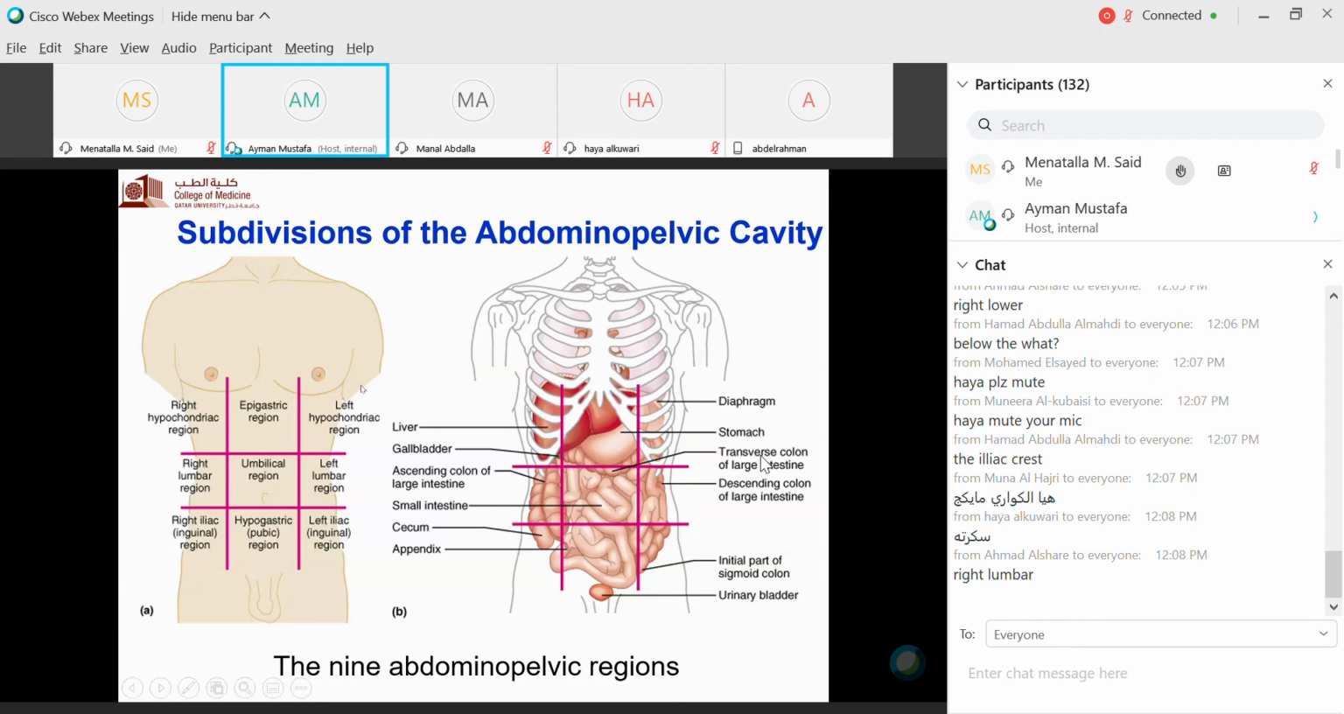Okay, these explanations of the names are not required for you. I'm just telling you them so that these names will make sense to you. What you need to know is the location of each of these areas, you see? So you know that here is the umbilical, here is the right iliac, etc. And these are the 9 abdominopelvic regions.